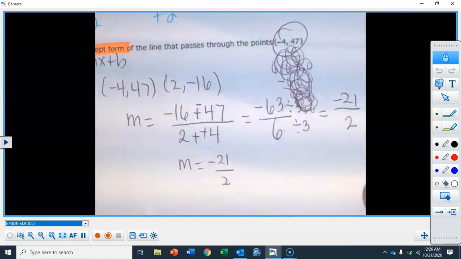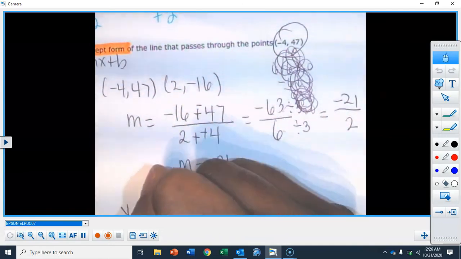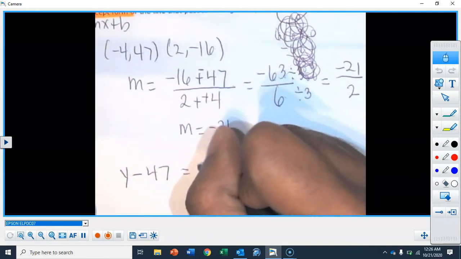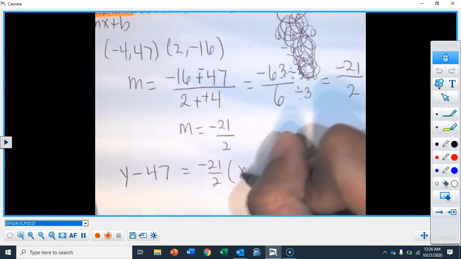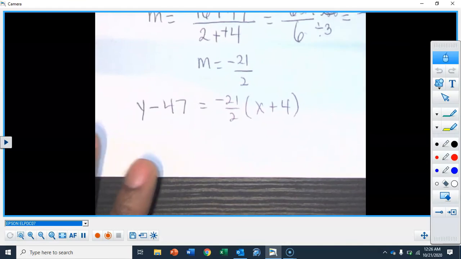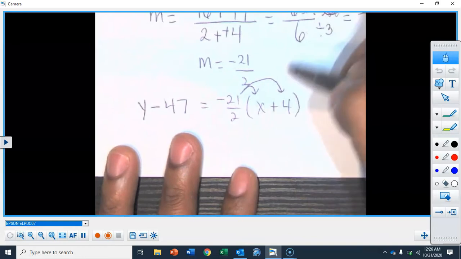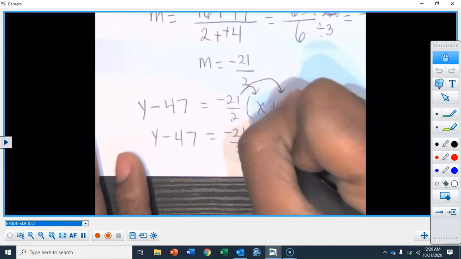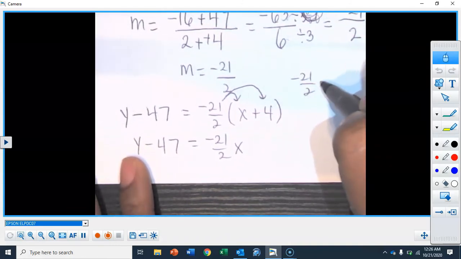So I'm going to go back here, and I'm going to use point slope. So y minus, my y1 is 47, equals negative 21 over 2, open parentheses, x plus 4. All right, so now let's do the distributive property. So I have y minus 47 is equal to negative 21 over 2x. And then here's my scratch work. Ready? Negative 21 over 2 times 4 over 1.